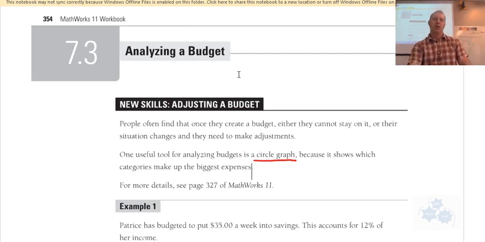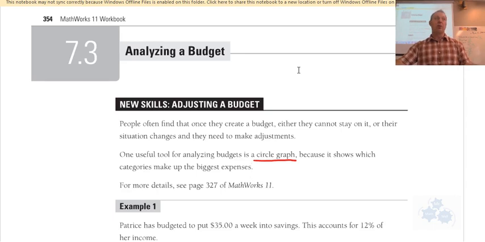All right. So people often find that once they create a budget, either they cannot stay on it or their situation changes and they need to make adjustments. This happens a lot. If you budget to spend only a certain amount per month on something, and you just find that you can't stay under that, for whatever reason, there's things that you didn't take into consideration when you made your budget, and you end up spending more than that all the time, and it's a frustration. Well, you might need to up that part of your budget a bit and then maybe decrease something else just so you can stay on track.